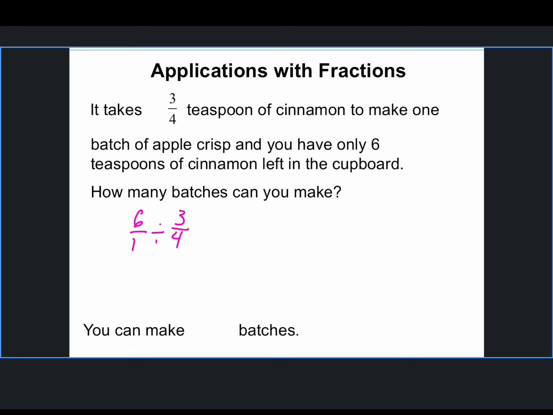You take the 6 over 1, multiply it with 4 over 3, and then you can multiply 6 times 4, which gives us 24, and 1 times 3, which is? Okay, what's 24 divided by 3? You're almost there. A little bigger. 8. So how many batches can we make? 8.